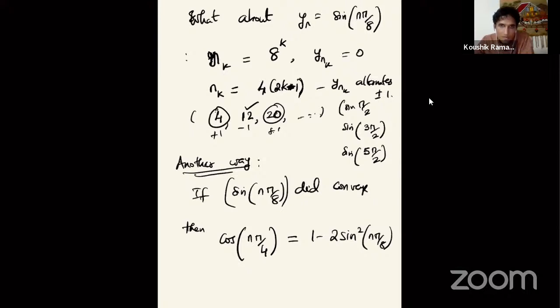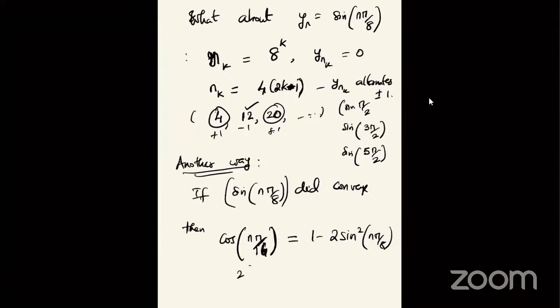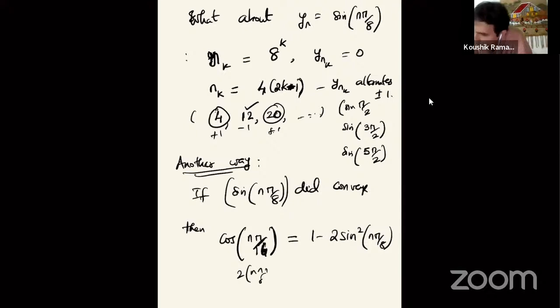Cosine of 2 theta is 1 minus 2 sine squared theta. So cosine of 2 times n pi by 8, that is cosine of n pi by 4, is 1 minus 2 times sine squared n pi by 8. Is that okay? Basic trigonometric identity, right?